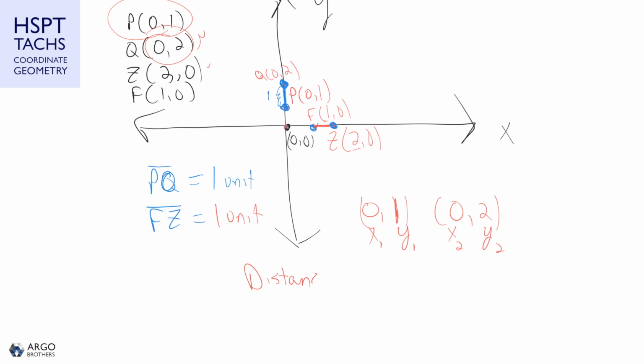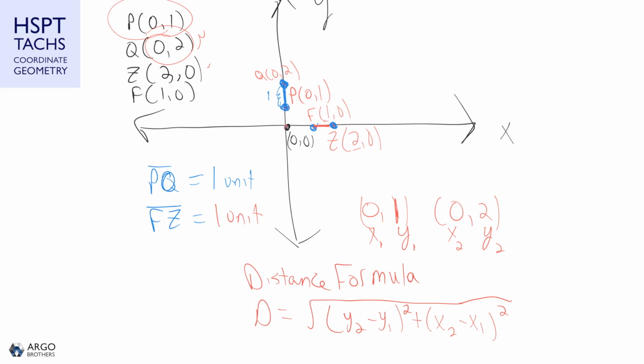And let's see if we can use this formula to get PQ as 1 unit. So the distance formula: D for distance is equal to the square root of y2 minus y1 squared plus x2 minus x1 squared. So if we have 2 points, and I'll write you need 2 points, you plug them into this distance formula, and you get the distance between the two.